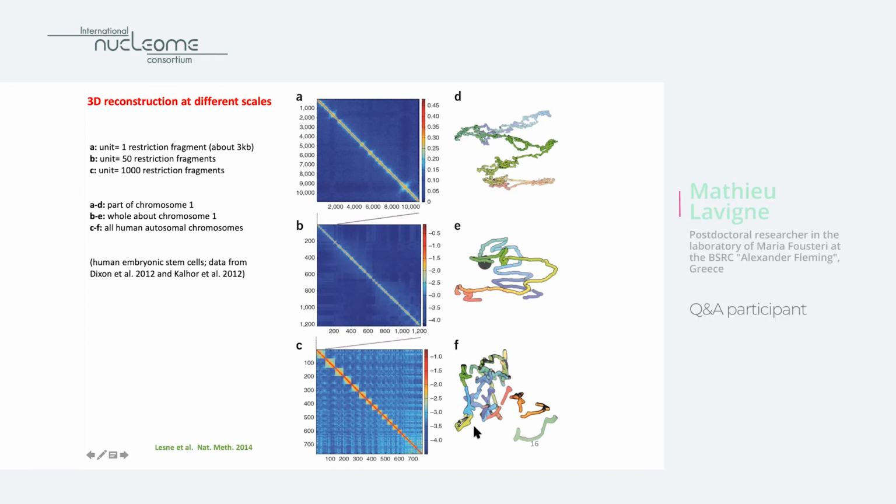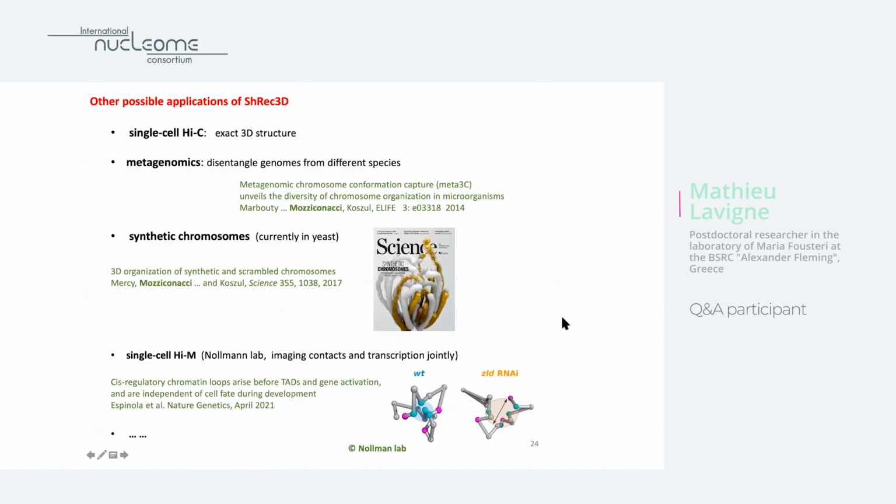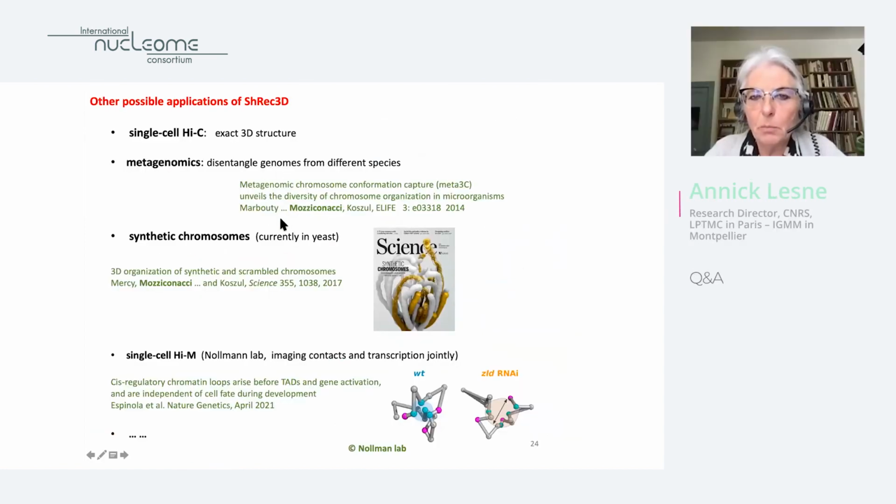Yeah, and maybe this is going to answer a previous question, where maybe it's going to be looking a bit more like what we see in real life. Probably. It has even been done by Julien Mozziconacci and Romain Koszul in metagenomics, where several different genomes could be visualized, and you see the segregation of the different genomes corresponding to different species. So there is no limitation here, on the contrary.